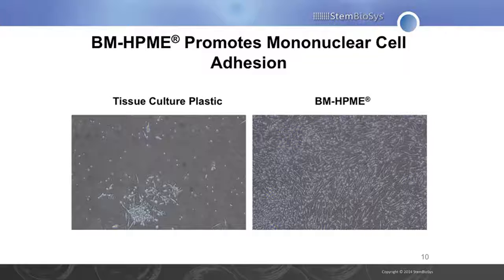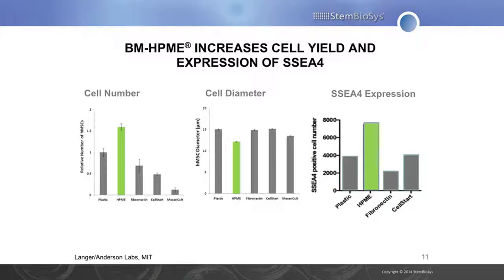Functionally, we see much better cell attachment and stem cell isolation. The example given here is using human cord blood mononuclear cells that have been plated either on tissue culture treated plastic or on our bone marrow high performance microenvironment. You can see a lot more cells attached. That leads to a better isolation of the mesenchymal stem cells, which we were after in this case.